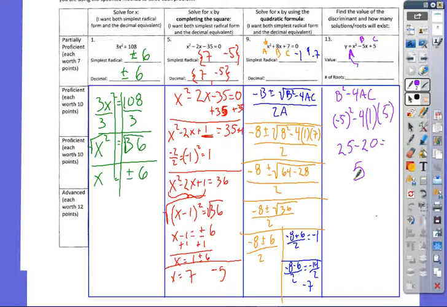Two real roots. Because if the discriminant is greater than 0, then I have 2 real roots. And the reason why I have to specify real is even if we have a discriminant that is less than 0, it is possible for me to have 2 imaginary roots.